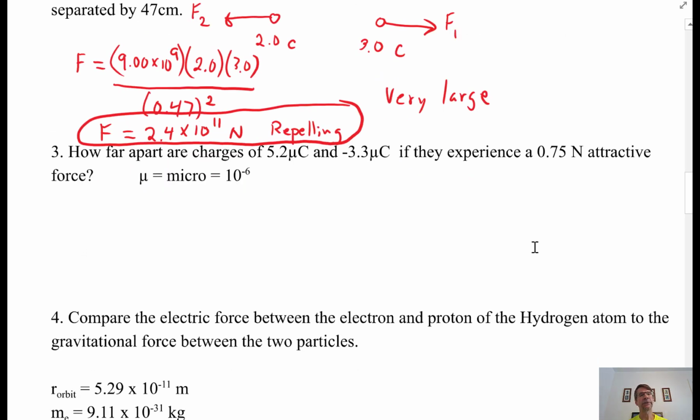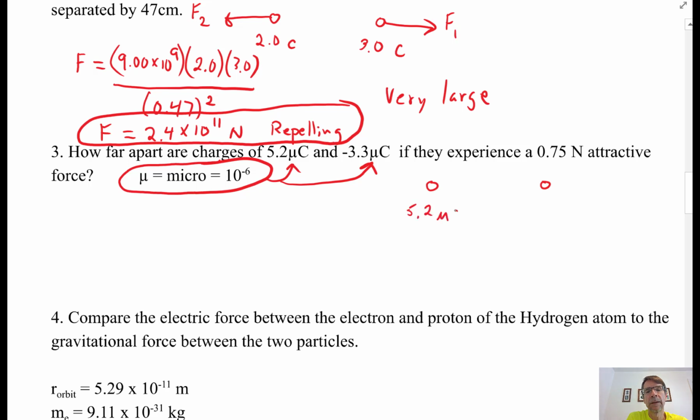All right, another similar problem or application of this same law. Now you've got to figure out how far apart 2 charges are. So now we're dealing with micro, because that's more common. Micro is 10 to the negative 6. We did one problem like that already. But both of these are micro. The first is a plus 5.2, once again, always positive, and then you have a negative 3.3 microcoulombs. And they attract each other.